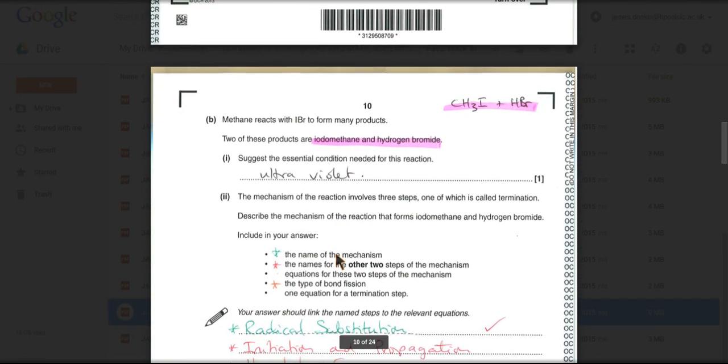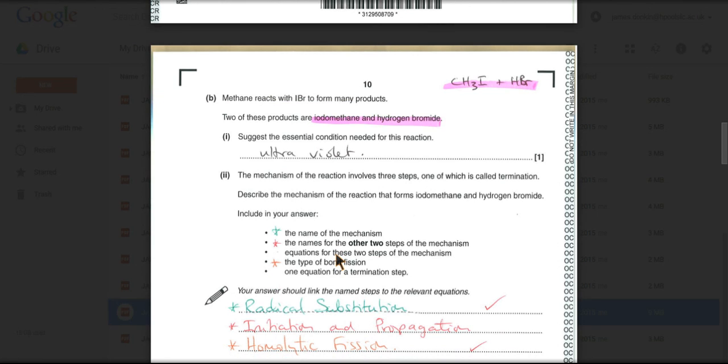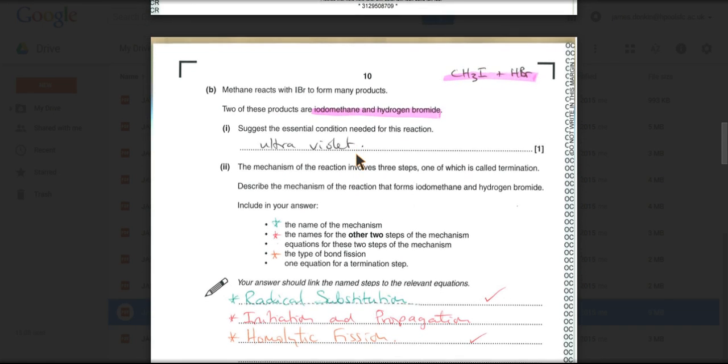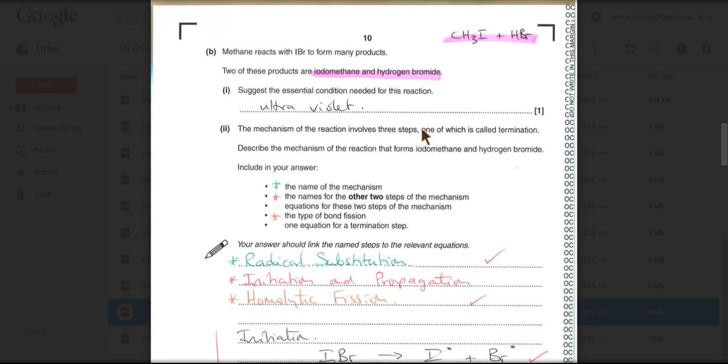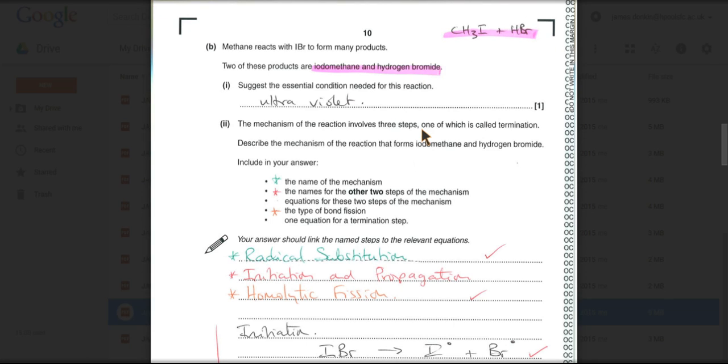And then we're told that methane also reacts with IBr. Remember, methane reacts with Cl2. That'll be in your notes, I'm sure. And we're told that it forms many products, two of which are iodomethane and HBr. So I've just quickly sketched them up there. Suggest the essential condition needed. Well, that's going to be ultraviolet, because that's how you get chlorine to react with methane.